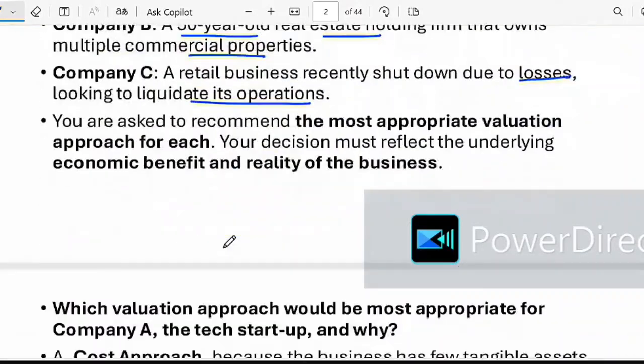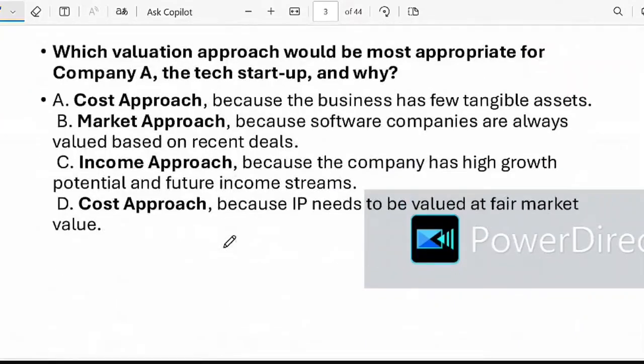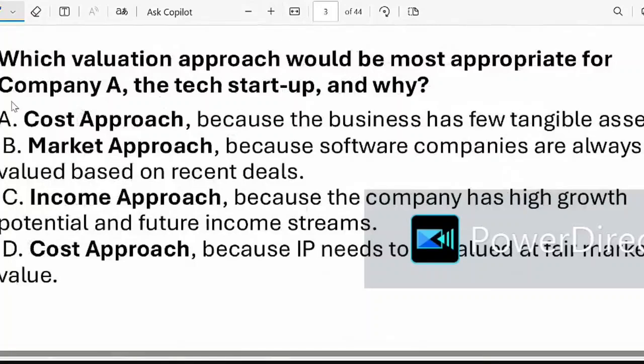So let's look at the question. First of all, which valuation approach would be most appropriate for Company A? Company A, I told you, is a tech company. Option A, cost approach, because the business has few tangible assets. Option B, market approach, because software companies are always valued based on recent deals. Option C, income approach, because the company has high growth potential and future income stream. Option D, cost approach, because IP, that is intellectual property, needs to be valued at the fair market value. So this is the question.